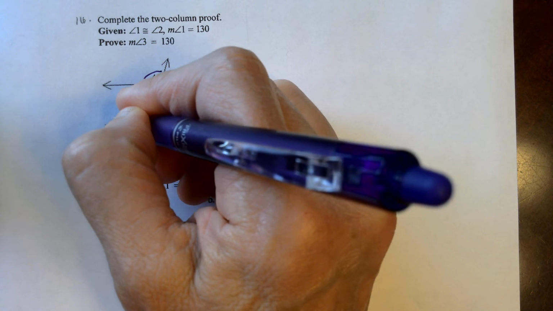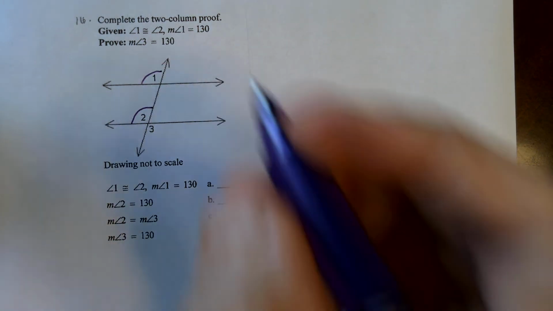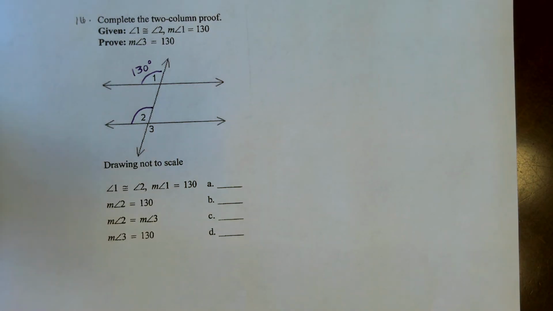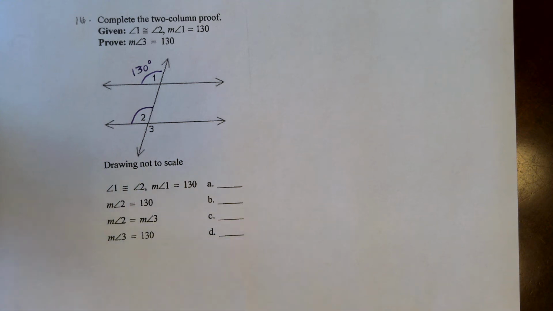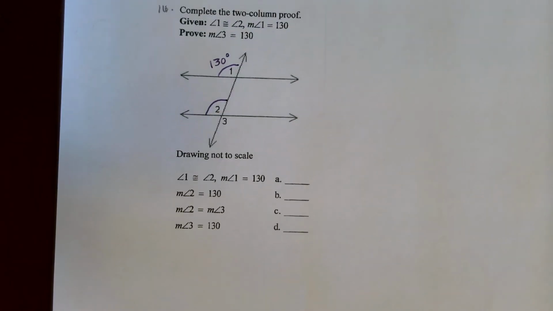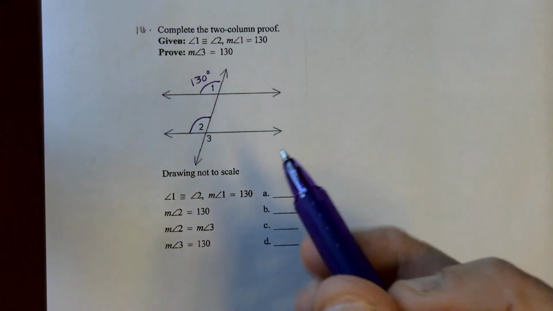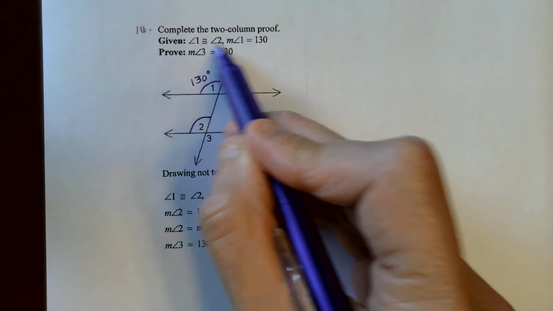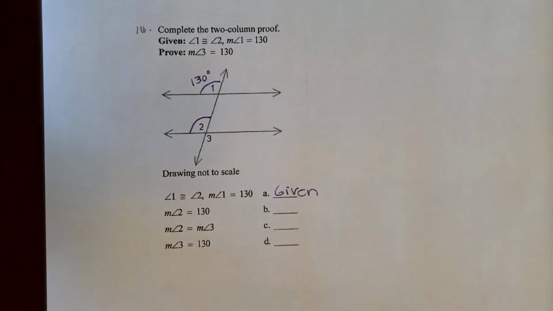We are given angle 1 is congruent to angle 2. I'm going to mark that. And we're also given the measure of angle 1 is 130 degrees. And I wrote that. Notice it says drawing not drawn to scale. So their point is we're not using a protractor and trying to measure. Okay. All right, so this was all given. So far so good, right?